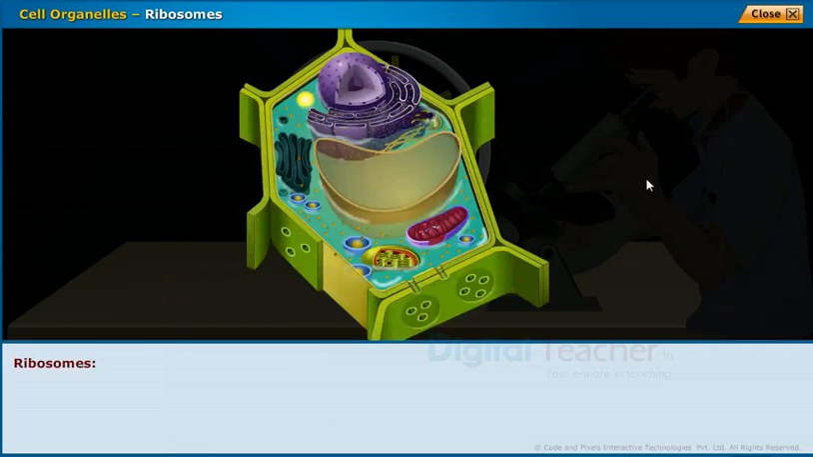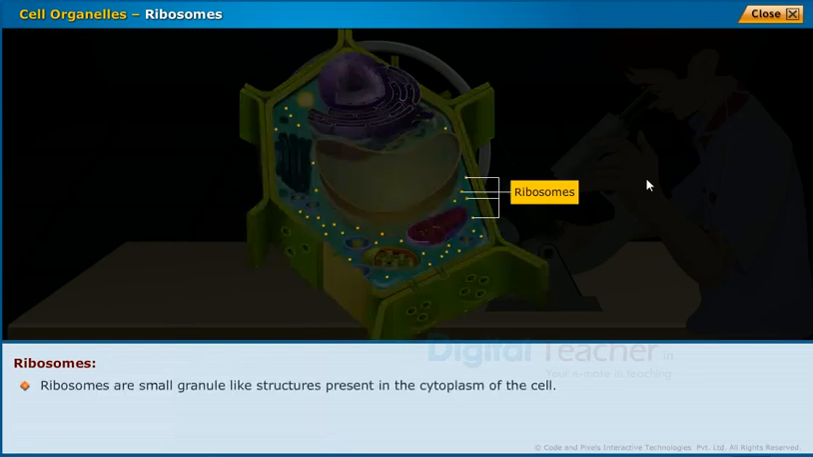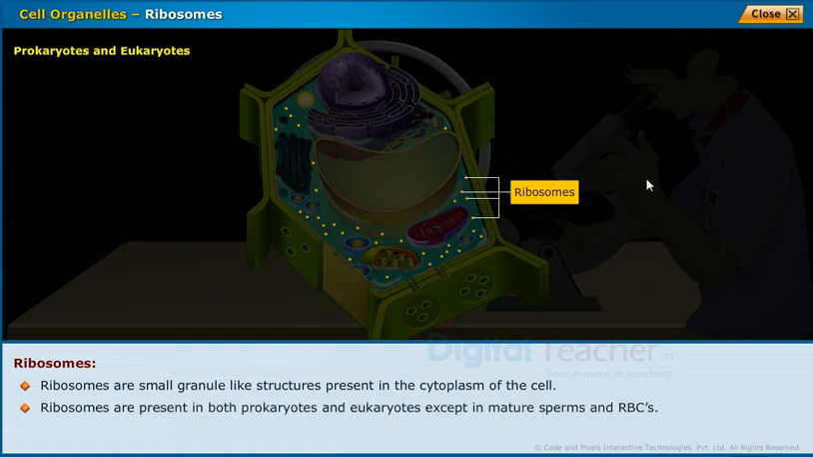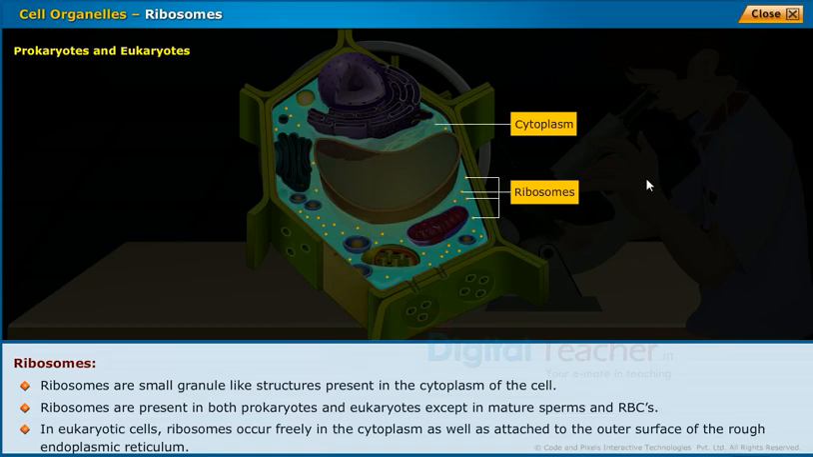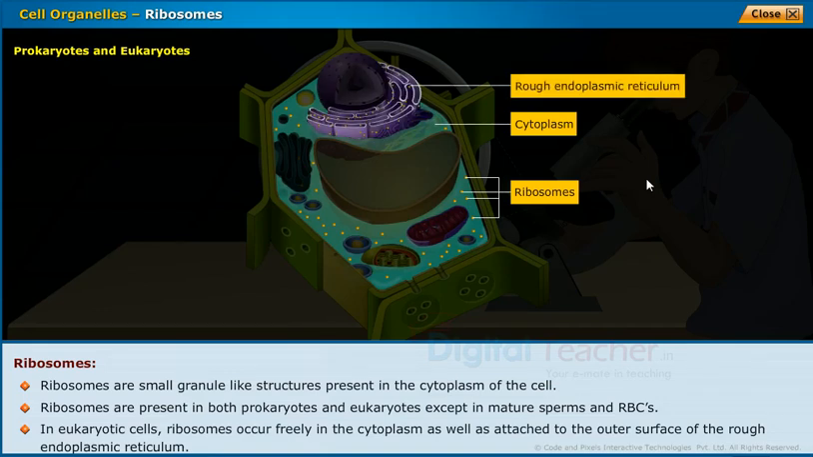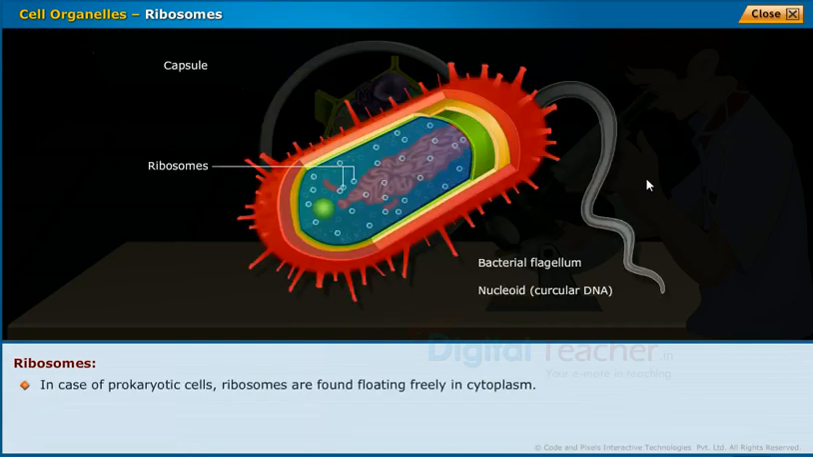Now, let us learn about another important organelle, ribosomes. Ribosomes are small granule-like structures present in the cytoplasm of the cell. Ribosomes are present in both prokaryotes and eukaryotes except in mature sperms and RBCs. In eukaryotic cells, ribosomes occur freely in the cytoplasm as well as attached to the outer surface of the rough endoplasmic reticulum. In case of prokaryotic cells, ribosomes are found floating freely in cytoplasm.